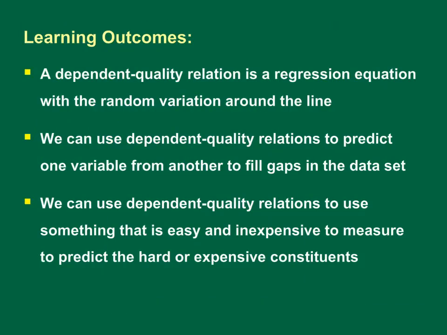In this module, we learn that a dependent water quality relation is a regression equation with random variation around the line. We can use dependent relations to predict one variable from another to fill gaps in the dataset. We can use dependent relations to use something that is easy and inexpensive to measure to predict hard or expensive constituents.